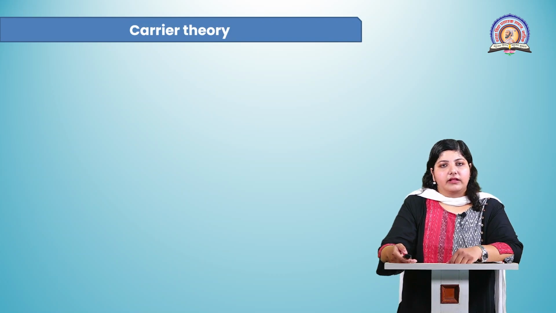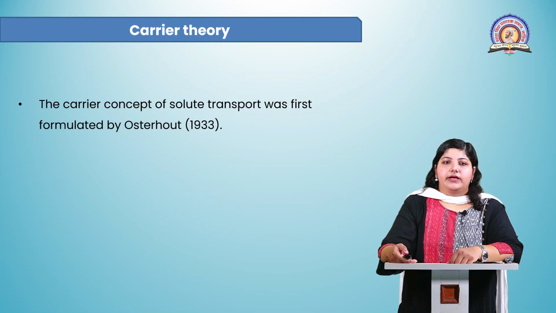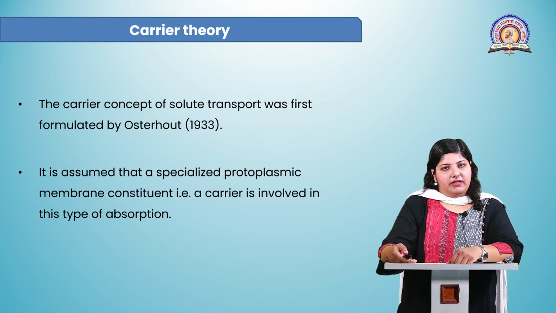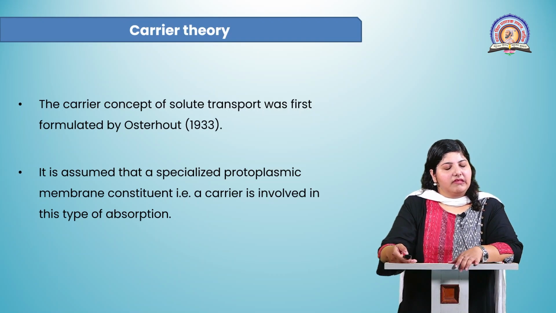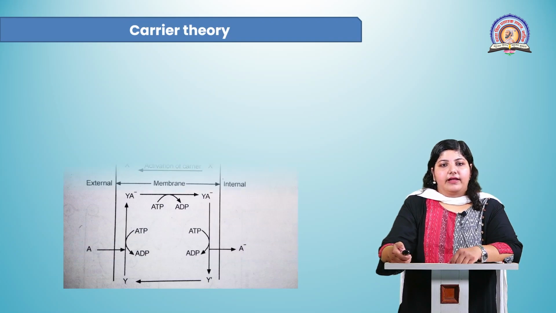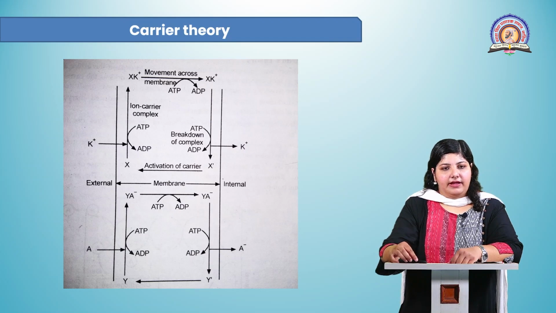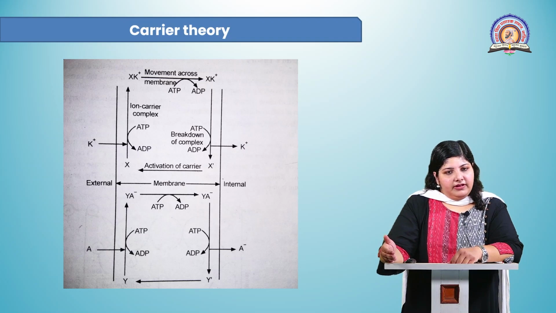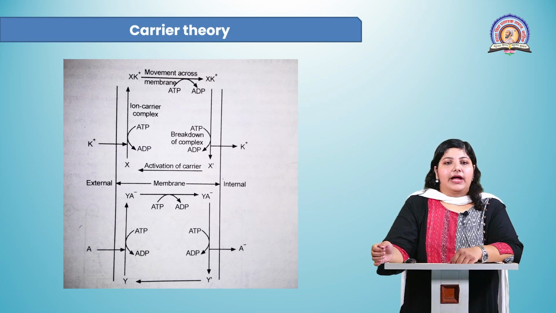Firstly, we will see the carrier theory. The carrier theory of solute transport was first formulated by Osterhout in 1933. It is assumed in this theory that a specialized protoplasmic membrane carrier is involved in this type of absorption. There are some carriers present in this membrane which are involved in the process of absorption. Let us understand this carrier theory with the help of this diagram. In the diagram on the screen, you can see an external and internal medium, and how the ions are absorbed. Let us try to understand it.